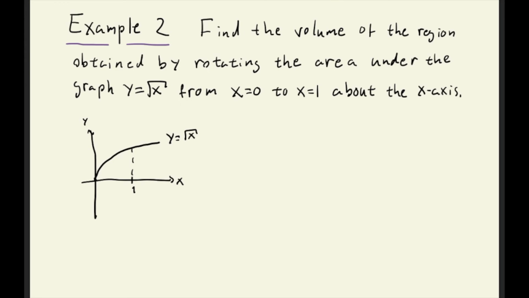So the area under the graph is going to be this bit. Now we're going to take the area under the graph y equals root x from x=0 to x=1, and we're going to rotate it about the x-axis. So we're going to get a solid region that looks like this. All right. So we're trying to compute the volume of this solid now, right? Where this is 1.